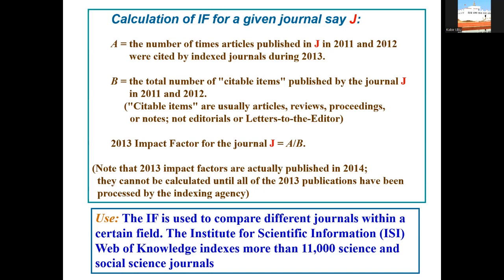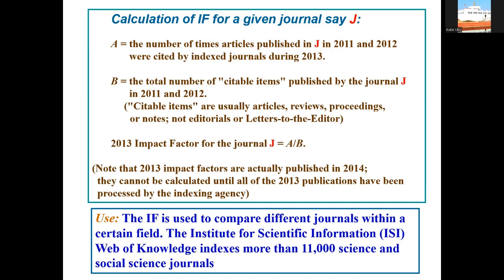The total number of citable items published by the journal in 2011 and 2012 is counted. In the coming year, it is indexed how many research papers were cited by the scholars. Citable items are usually articles, reviews, proceedings, or notes, not editorials or letters to the editor. So the 2013 impact factor for the journal is A by B. This is the calculation of how impact factor is given.